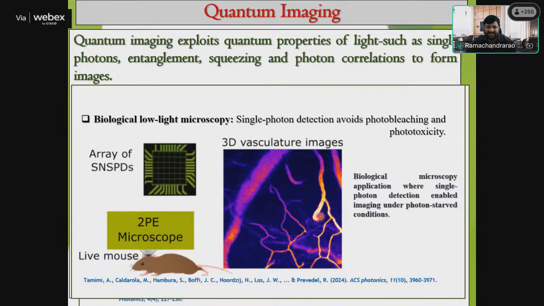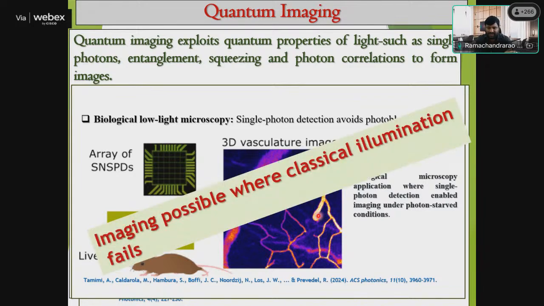Okay, single cell imaging is not that easy. It's fundamental to your imaging. This is very, very important, and a lot of research is happening in this direction because it has such powerful applications. So the conclusion I want to tell you is that imaging is possible where classical illumination fails, because a single photon has a quantum nature. So at such low scales, imaging is possible where classical light or coherent light could not image. This is one of the advantages of quantum imaging.